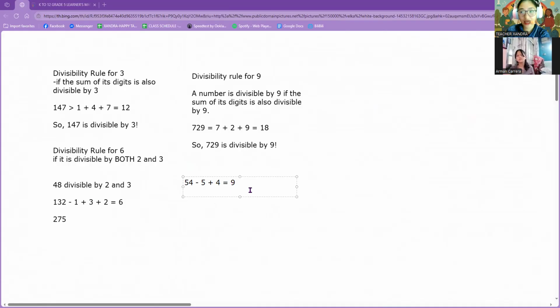9 divided by 9 is 1. Okay, so the number 54 is divisible by 3, 6, and 9. Okay, next one. How about the number 81?